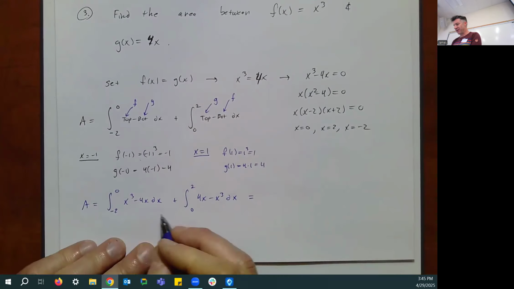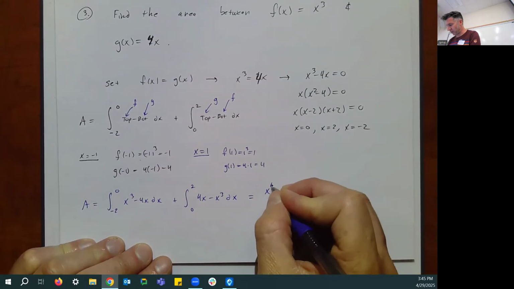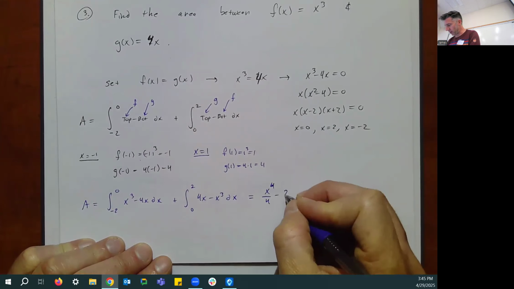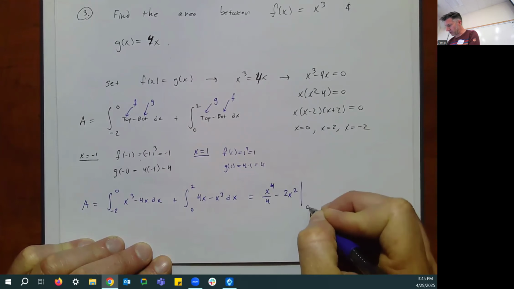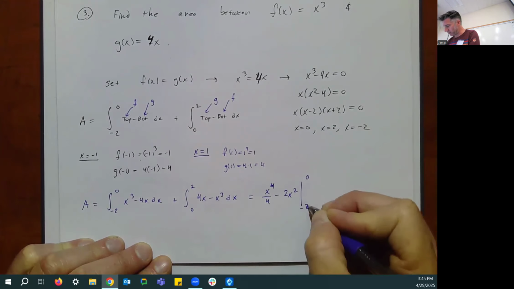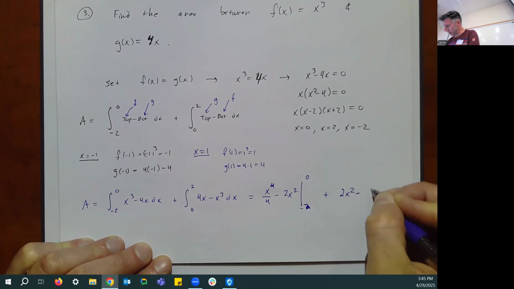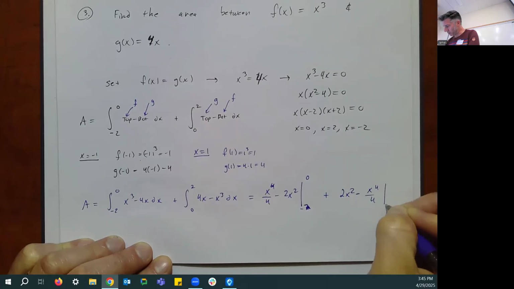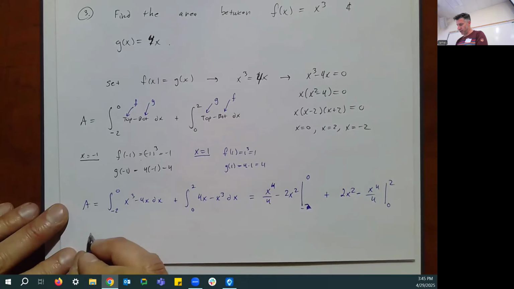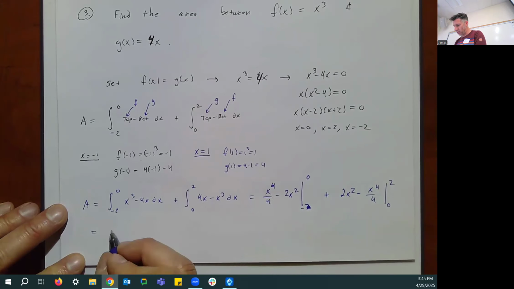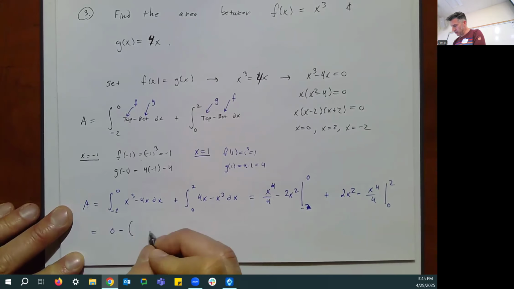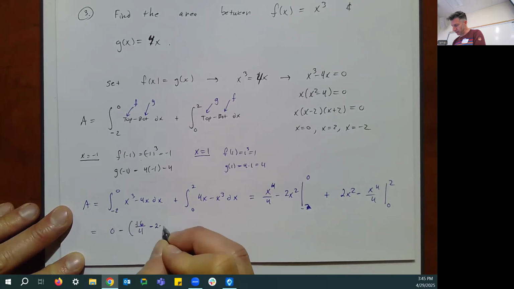So then we integrate this, we get x to the 4th over 4 minus 4x squared over 2 from -2 to 0 plus 4x squared over 2 minus x to the 4th over 4 from 0 to 2. Plugging in, we're going to get 0 minus -2 to the 4th is 16. 4 minus 2 times -2 squared is 4.